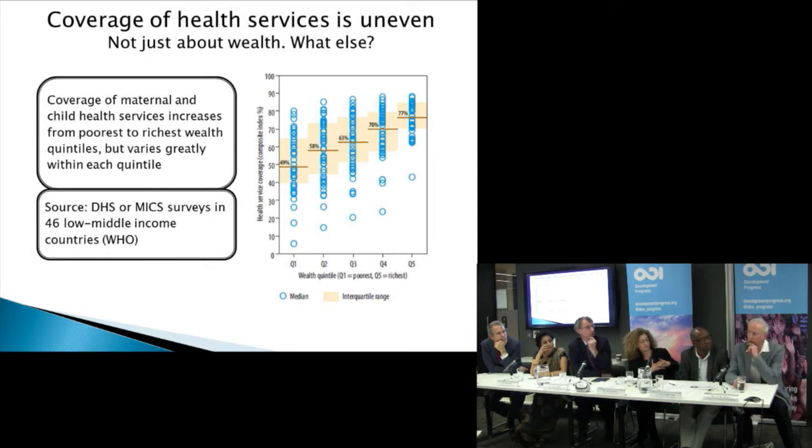But it's also true to say, of course, coverage of health services is uneven. Everyone knows that there's a differential between wealth, and this slide just shows you the relationship of coverage of maternal and child health services from the poorest to the richest wealth quintiles. But the thing that's really striking here is a variation within the quintiles. So what it shows you is that some countries do remarkably well at covering their poorest quintiles.